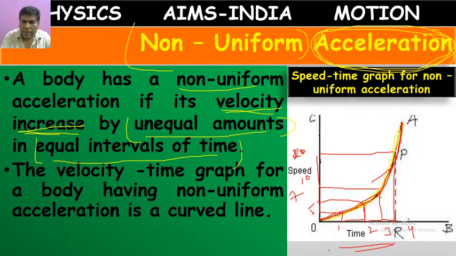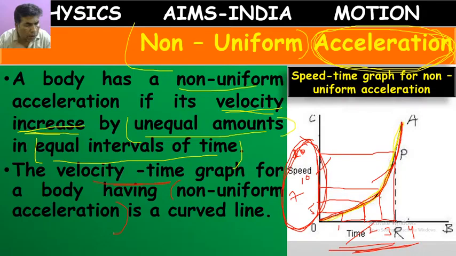For equal intervals of time, the equal amount of velocity is not changing. Velocity is increasing unequally. So this speed-time graph or velocity-time graph is an example of a non-uniform acceleration graph. It will be shown by a curved line. So, next.